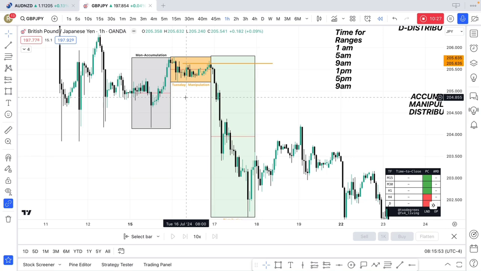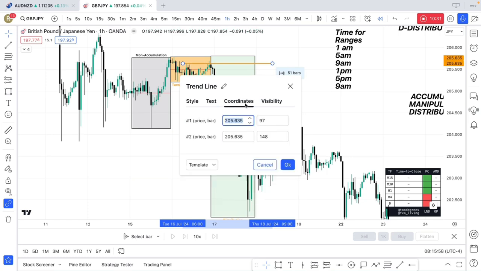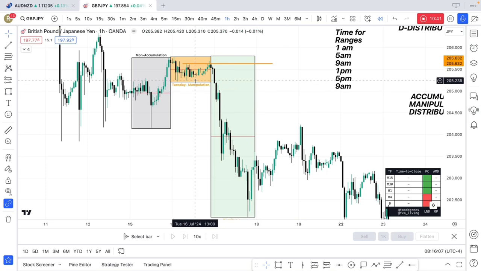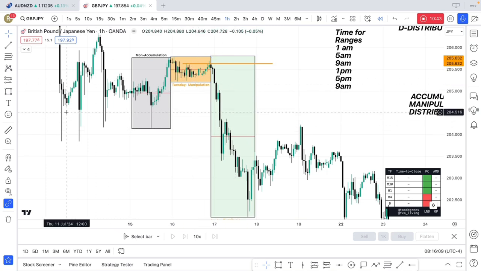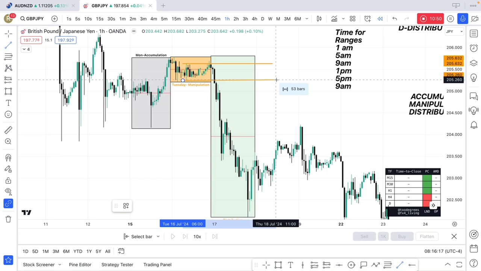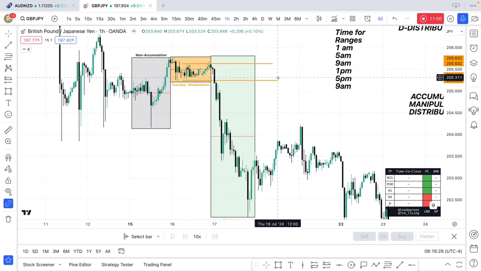The high of the 8 a.m. candle is 205,632. And now you're going to take the low of the 8 a.m. candle. That's 205,640.